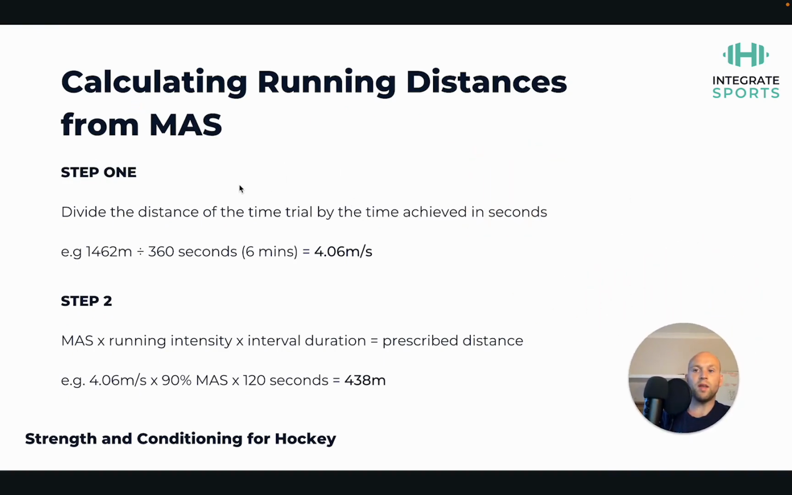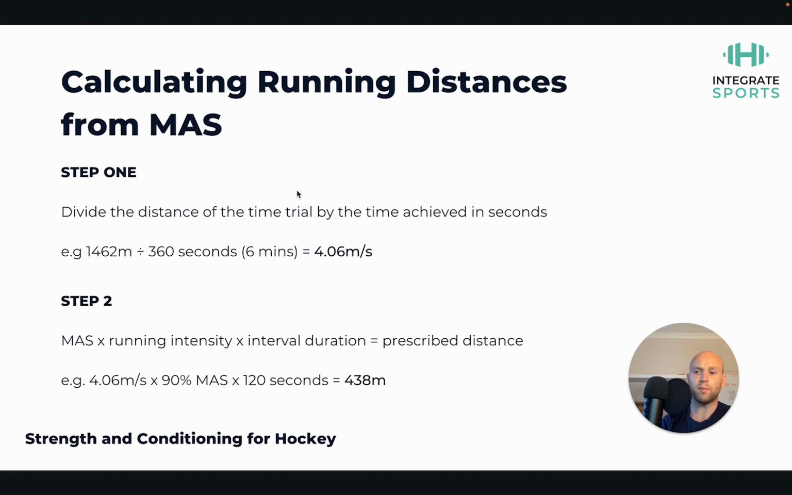So, calculating running distances from MAS is very simple. Step 1, you just need to divide the distance of the time trial by the time achieved in seconds, or vice versa if you're going to do a time-based time trial. For example, 1462 meters, which is 16 lengths of a hockey pitch, divided by 360 seconds. If you ran this in 6 minutes, it would give you a score of 4.06. And if you remember back, achieving a 5:02 was equivalent to around a 4.8 meters per second MAS score.